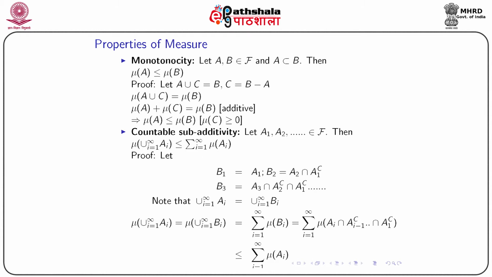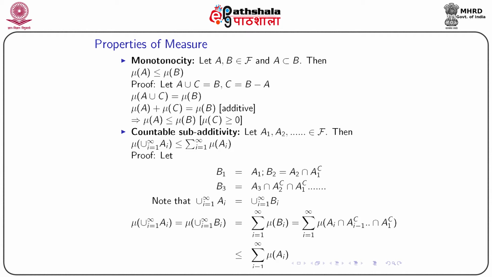The proof is not very difficult. A is a subset of B, that means there are some elements which belong to B, but not in A. So, we define the set of those elements as C, and A union C is the same as B.